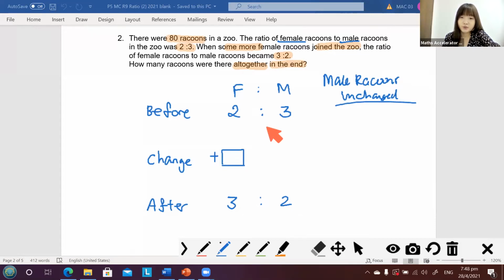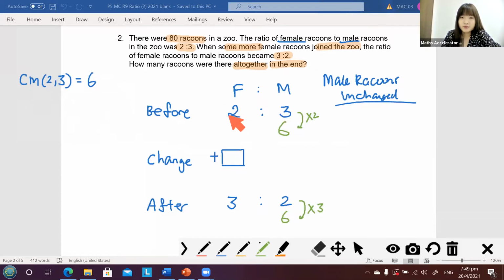Didn't change. Therefore, what do we do next? If it's unchanged, it should be the same. But is it the same? 3 and 2. Not the same. So you must find what? Yes, common multiple. Good. Of 2 and 3, which will be 6. Yes, so it's like question 1. So using your different colored pen, let's change it to 6. Times 2, times 3. So 6 here, 6 here.